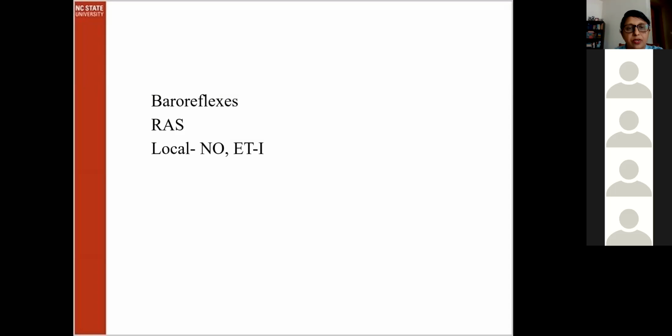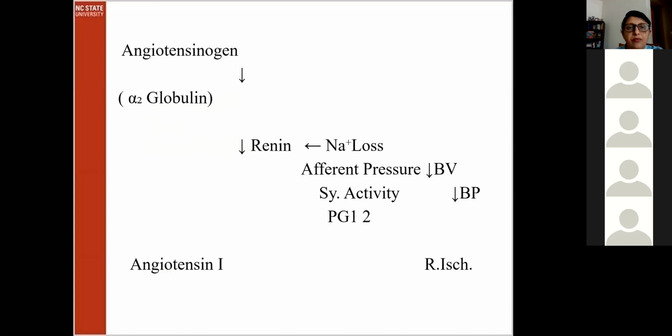But I'll just have a look. Already I have told there are different mechanisms by which the blood pressure is controlled. Minute-to-minute control is by baroreflexes, and long-term it is by RAS, the renin-angiotensin system, and also by nitric oxide and endothelin-1. Now we will see the renin-angiotensin system, and you know that renin is an alpha globulin.